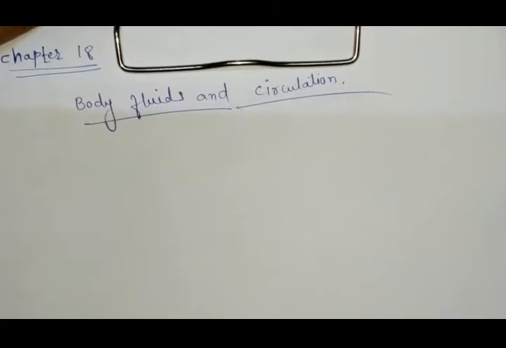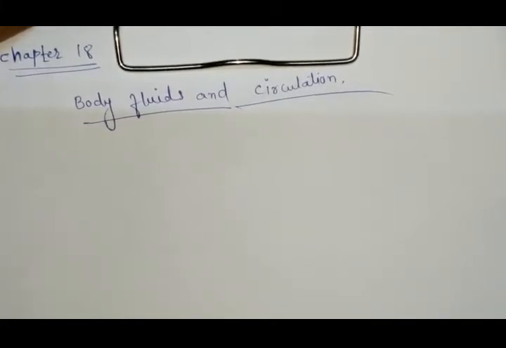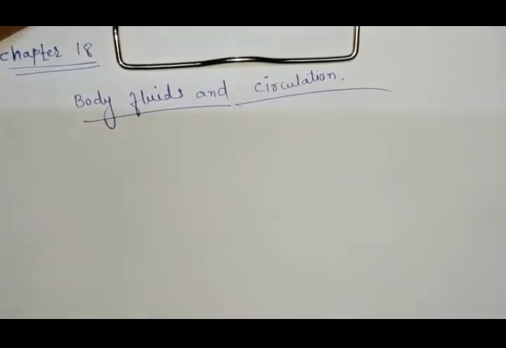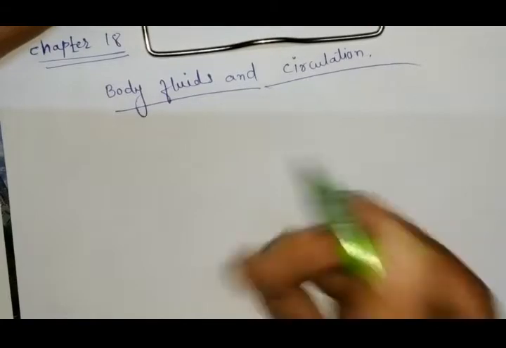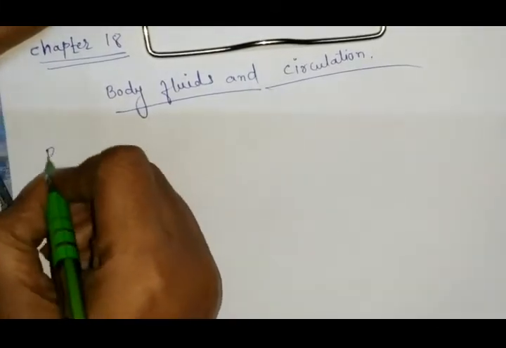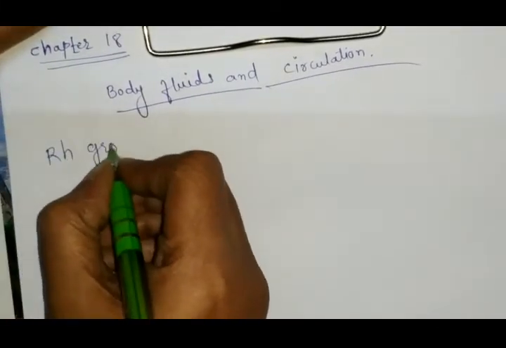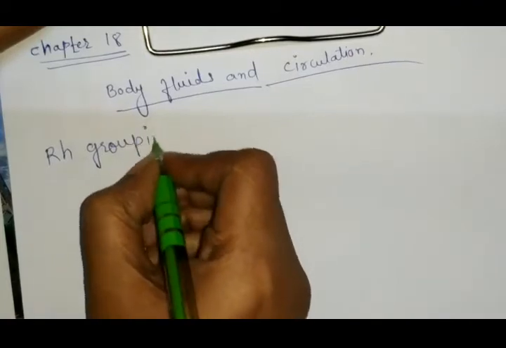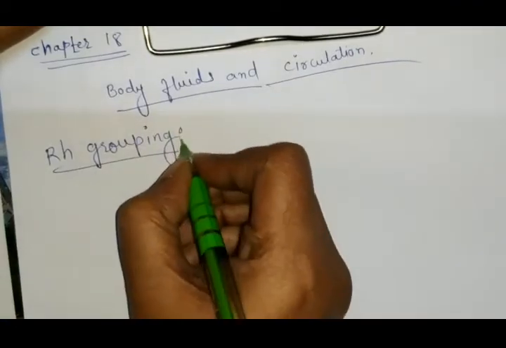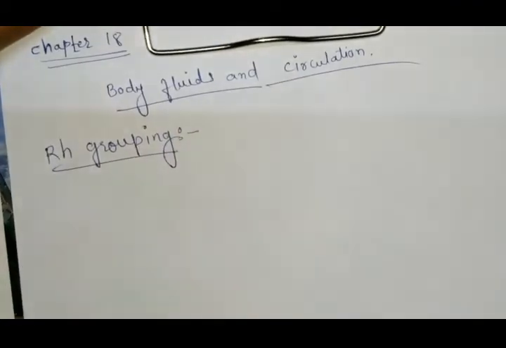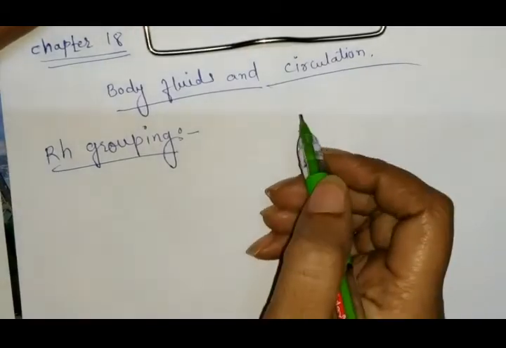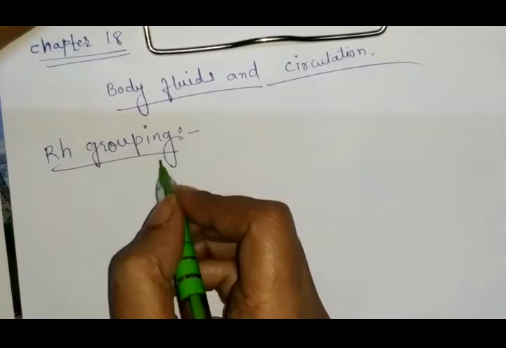So students, in our previous video, we already learned about chapter 18, Body Fluids and Circulation, and today's topic is Rh grouping. In this Rh grouping, we will see what is the Rh group and the details about the Rh group. And now, this is an antigen.